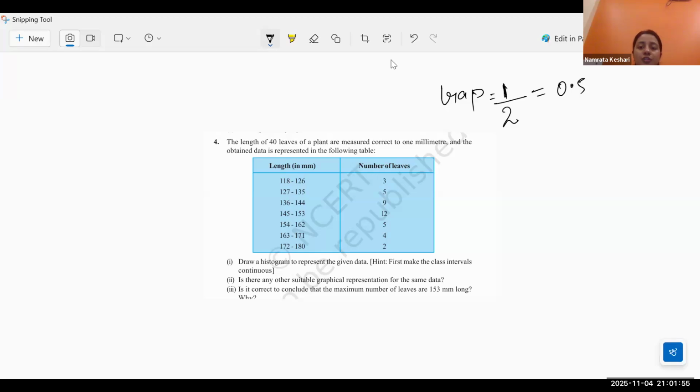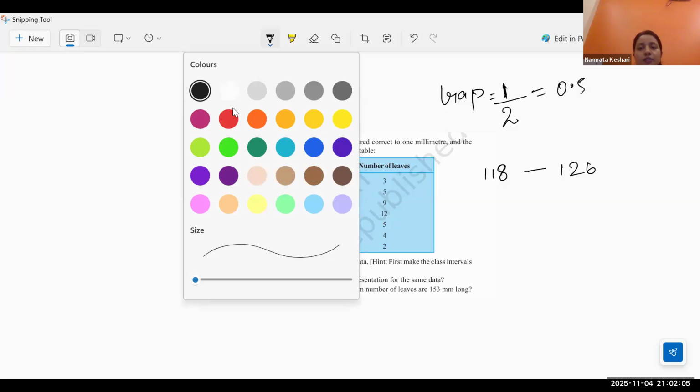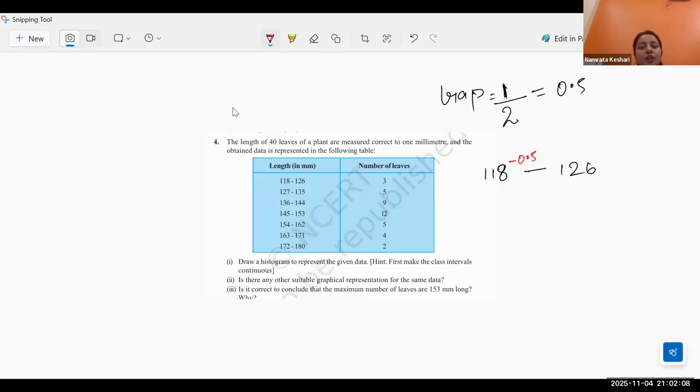Now from this class interval, 118 to 126, from the lower limit we will be subtracting this 0.5, and in the upper limit we will be adding this 0.5. Again, listen to me carefully. From the lower limit of this class interval, we will be subtracting the 0.5 which we have obtained. The next class interval is 127 to 135. From the lower limit we will be subtracting 0.5, and in the upper limit we will be adding 0.5. So let's do it properly now.